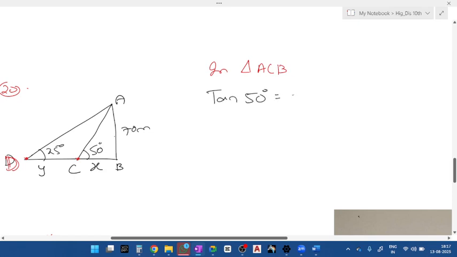Tan 50 degrees equals AB by CB. That is 70 by X. So if you want to find the value of X, 70 divided by tan 50. Can you tell me the value? Tan 50, students. 1.19? 1.1918. Okay, I'll tell you the difference.